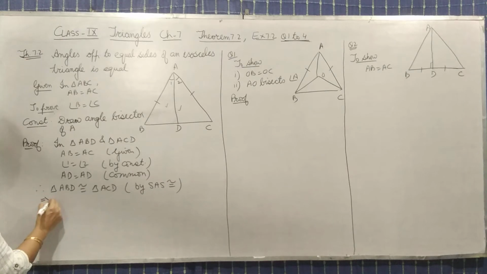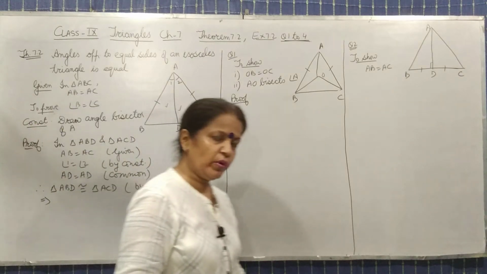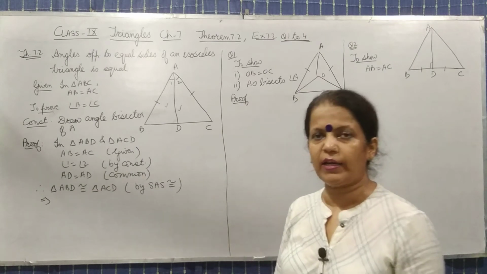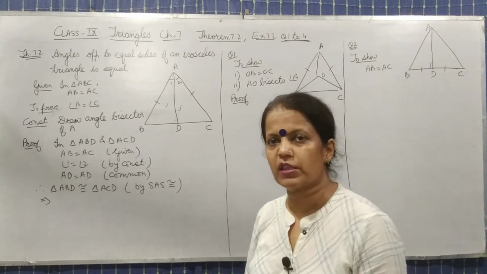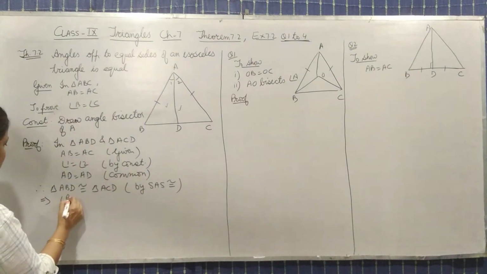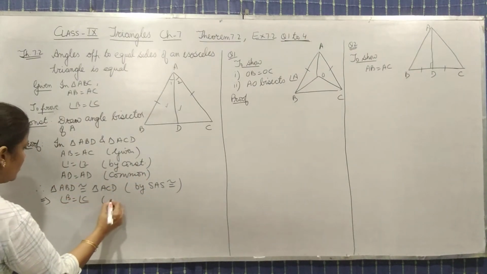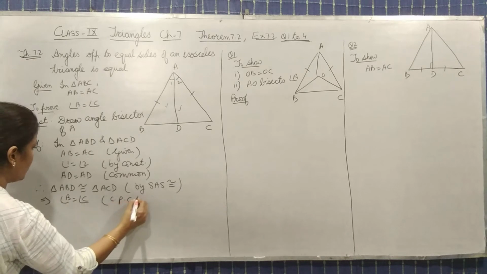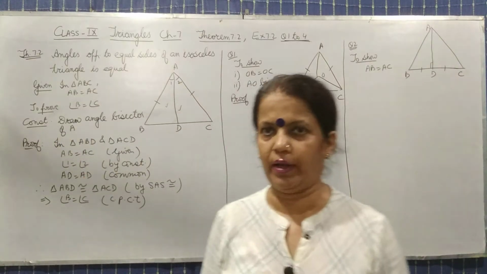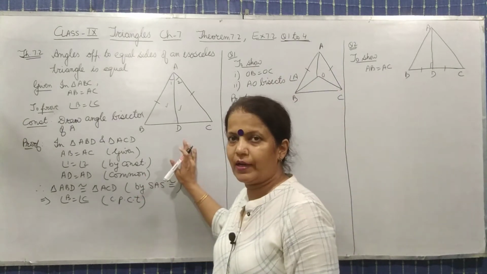Now the triangles are congruent, as we did in the very beginning. Then whatever the remaining sides or the remaining corresponding angles are, they will also be equal. So this implies angle B equals angle C. The reason is CPCT, corresponding parts of congruent triangles. I think this theorem is clear to all of you.